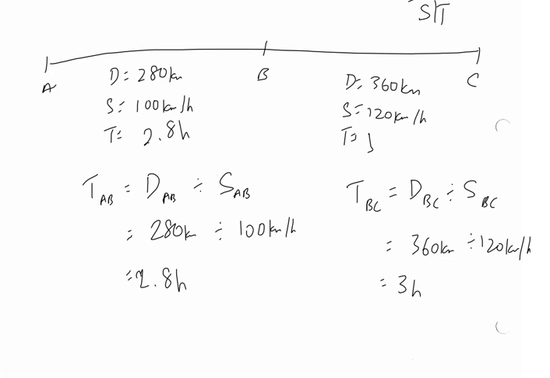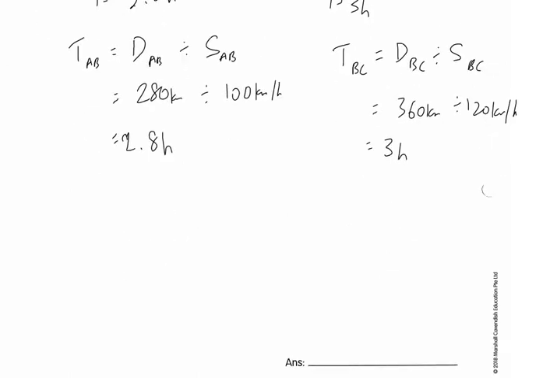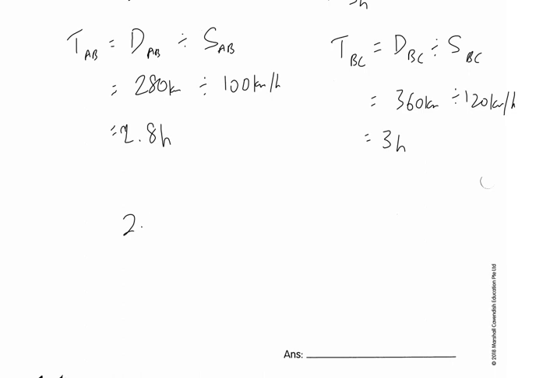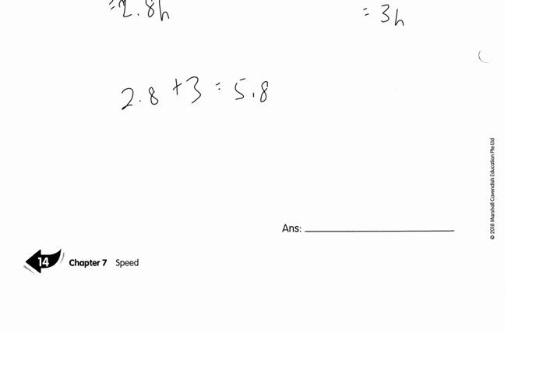So the question asks for total time taken, right? Correct? Yep. So we need to do one more final step. 2.8 plus 3 equals 5.8. So the final answer is 5.8 hours. Why use fraction when it can be done with decimal easily? Okay?